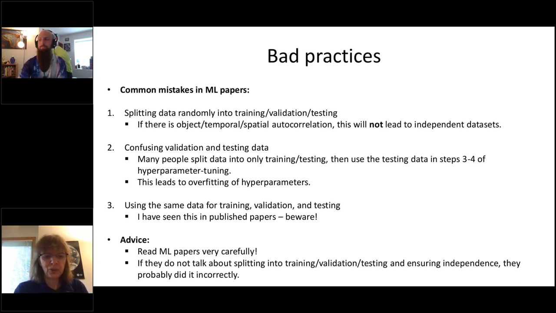And especially if you're a reviewer, you may want to check whether they really separated things into training, validation, and testing. I will say there's one other thing that's cross-validation. That's another way of splitting between training and validation. So if they have cross-validation, they only need cross-validation and testing, and we'll get to that in some other lecture. All right, next slide, please.